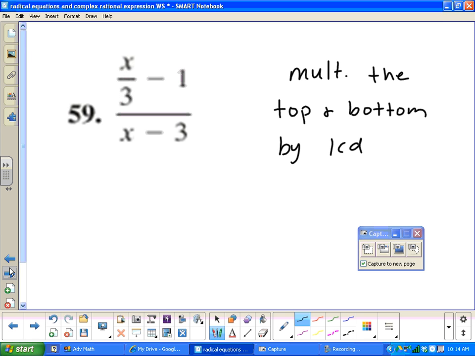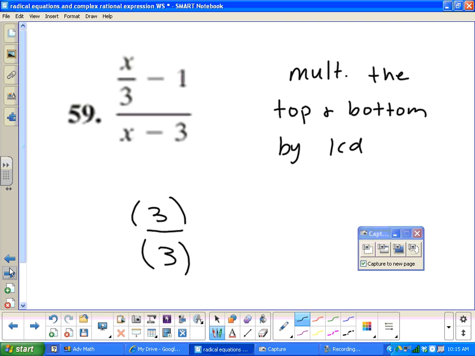Now, here's the thing. We said these are complex rational expressions, right? They're not equations, so there's not two sides. So how can I legally multiply by the least common denominator? Because it's not an equation. Well, think about it. We're going to multiply the top by 3, right? By the way, the least common denominator is 3, right? But if I multiply the top by 3 and I multiply the bottom by 3, what am I really multiplying by? 1. Now, is it legal to multiply stuff by 1? Yeah, because multiplying by 1 really doesn't change anything.